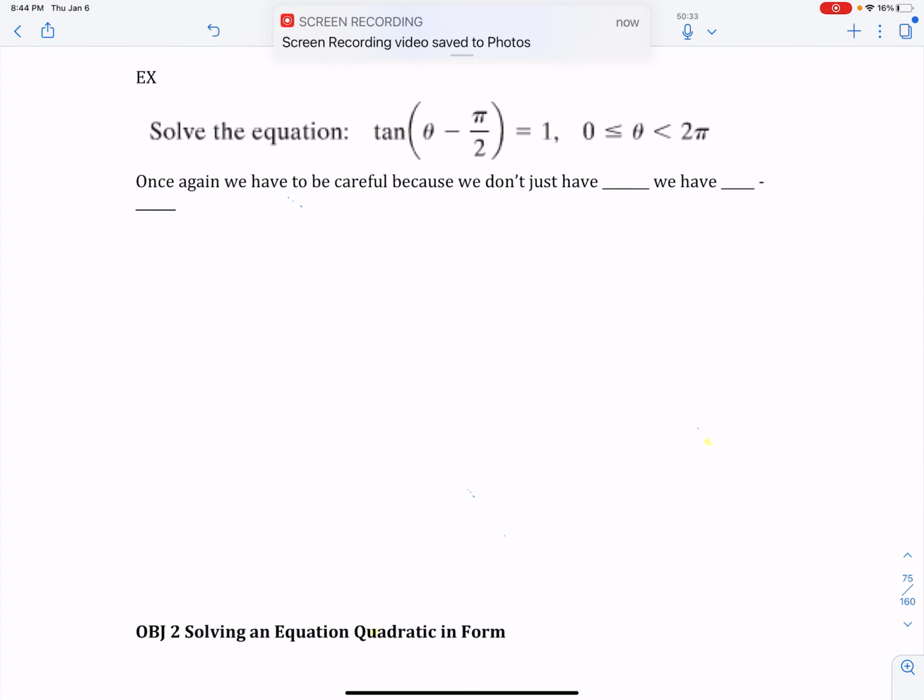Okay, so this is 8.3 part 2, and I stopped off in these examples where we're using substitution. So once again, we have to solve the equation. We have tangent inside parentheses, theta minus pi over 2, equals 1. I can't solve this as it stands because it's not just tangent theta. It's tangent of theta minus pi over 2.